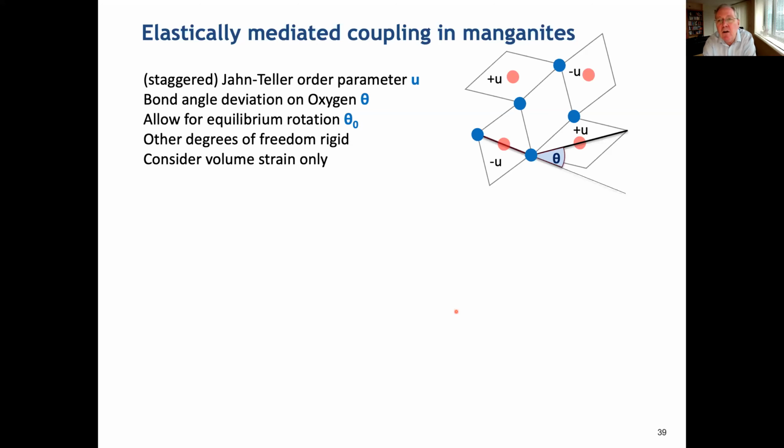So I'd like to argue that the model you should be thinking about is a model which has really 2 degrees of freedom that I care about. A Jahn-Teller order parameter here, which you see is naturally staggered. It goes plus on one side, minus on another side. And U is just the magnitude of this distortion. And then there's a bond angle associated with oxygen. And it's very tempting then to write down a phenomenological free energy that would look like this.